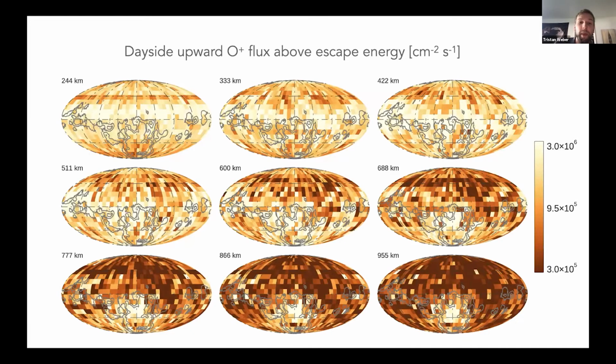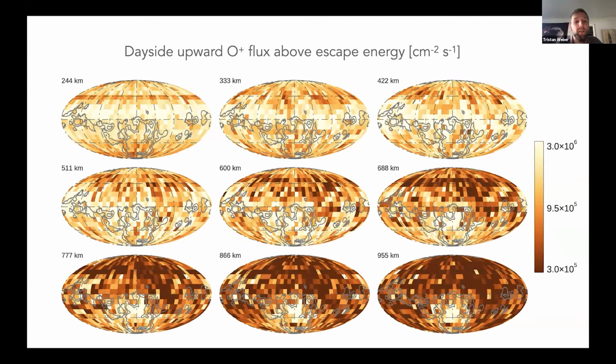So what I'm showing here is maps of upward O+ flux for just those ions that are above escape energy and are moving upwards away from the planet. And these are geographic maps across a range of altitudes, spaced between 200 kilometers and 1,000 kilometers altitude, going from lowest altitude in the upper left to the highest altitude down in the lower right there. I should also say these contours that I'm showing on the maps are contours of the crustal magnetic fields and where the strongest crustal magnetic fields are located.